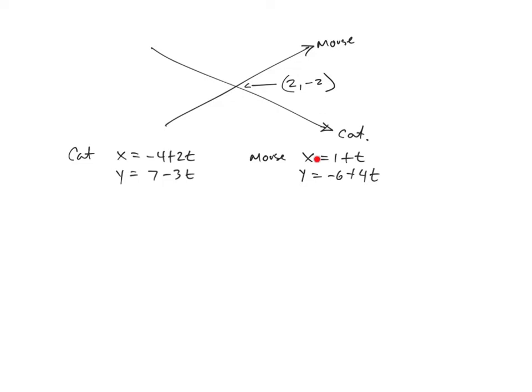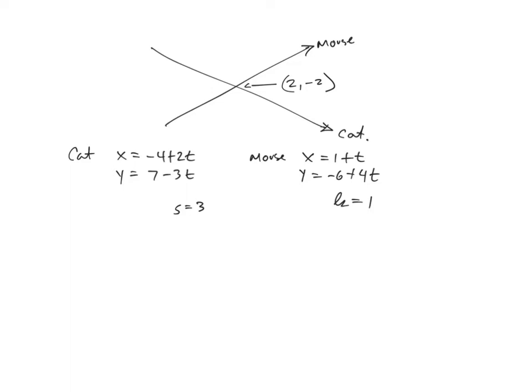Again, set x equal to x and y equal to y, and found the s and k values that made that true. In that case, s was equal to 3 and k was equal to 1. When you put those values in for either the cat or the mouse, we found the x and y values to be 2, -2.